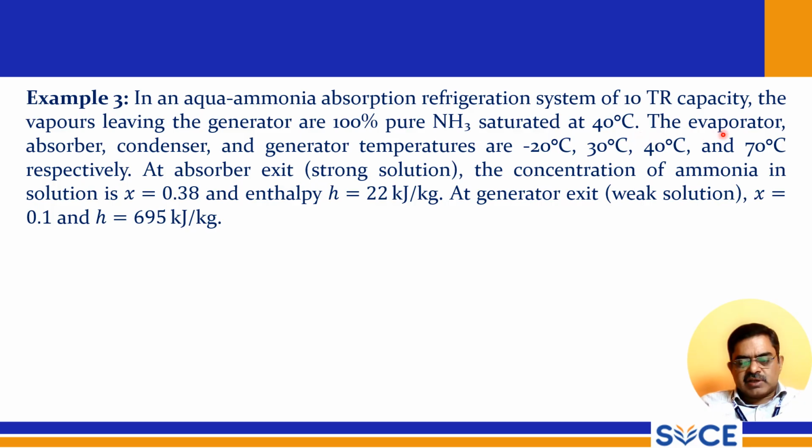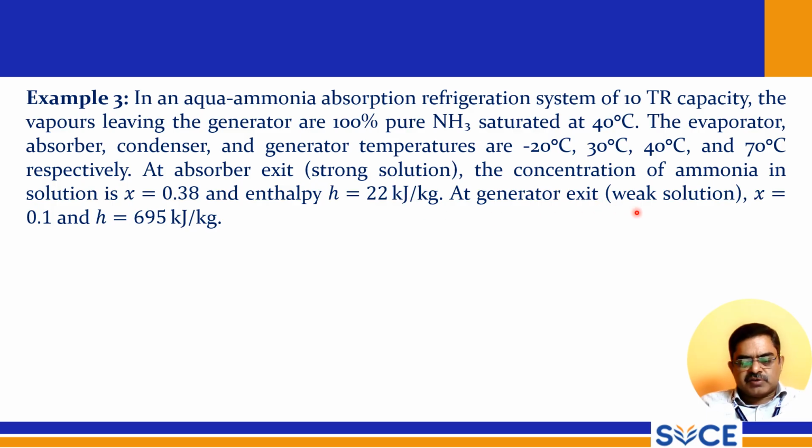So the evaporator, absorber, condenser and generator temperatures are respectively given: minus 20 degrees Celsius for the evaporator, 30 degrees Celsius for the condenser, 40 degrees Celsius for the absorber, and 70 degrees Celsius for the generator respectively. At the absorber exit, the strong solution, that is the high pressure solution, the concentration of ammonia in solution is X equal to 0.38, and the enthalpy is equal to 22 kilojoules per kg.